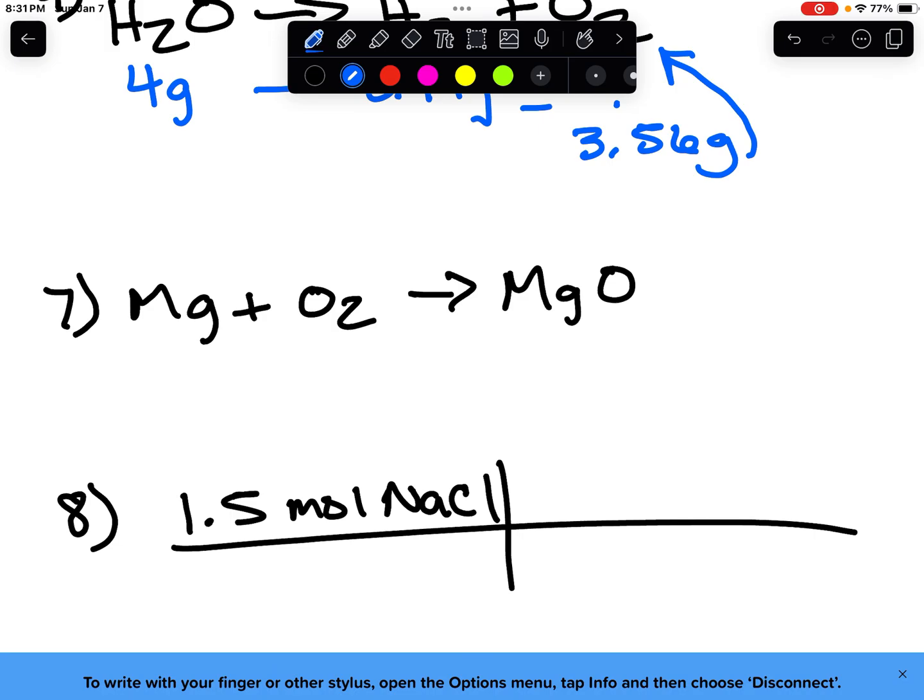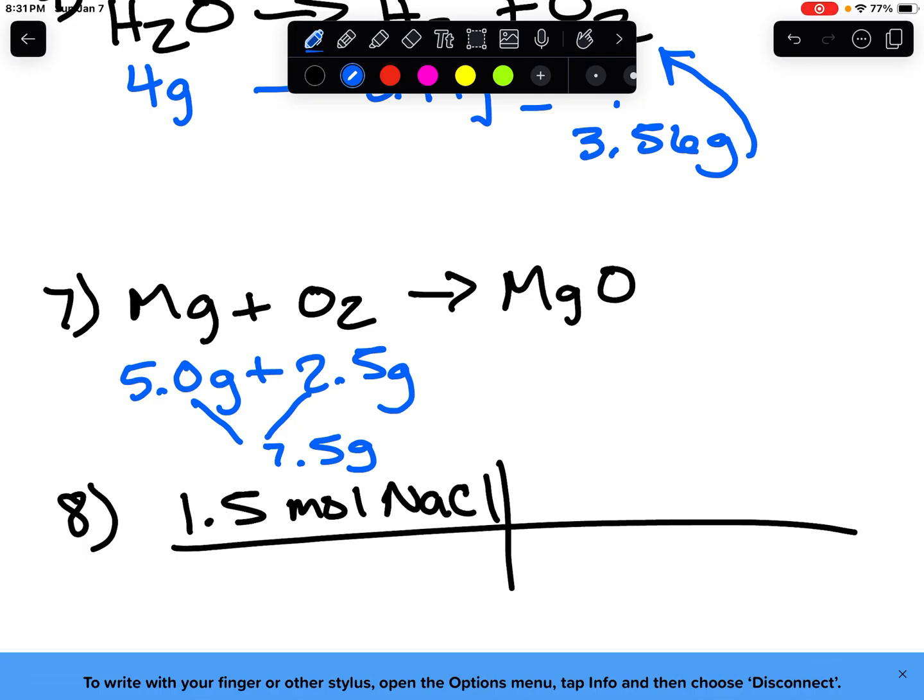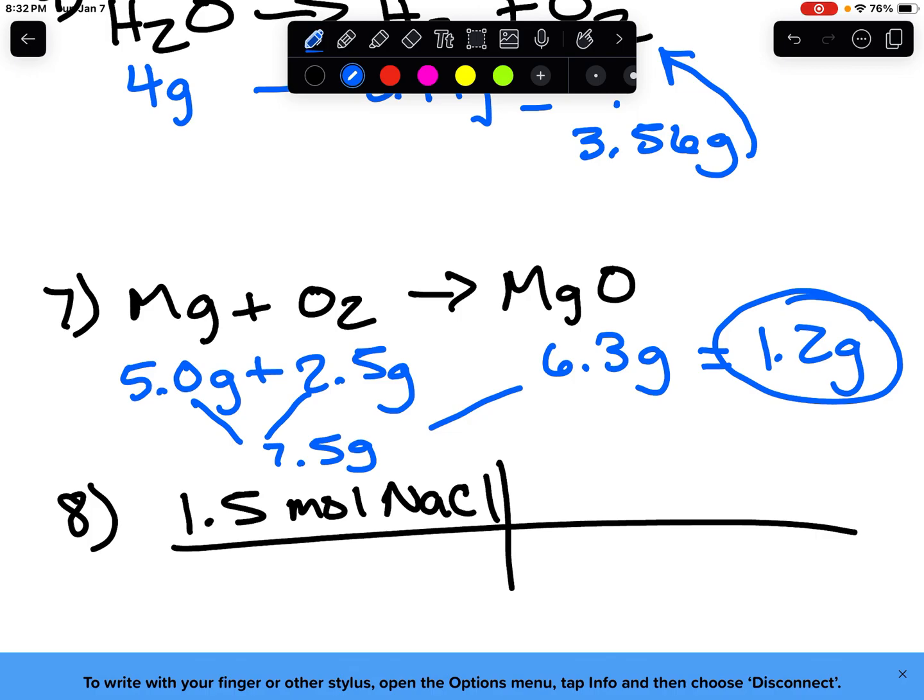So with this one, we have magnesium at the 5 grams and oxygen at 2.5 grams. So I'm going to add those up and get 7.5 grams of reactants. And then they said that they made 6.3 grams of product. And so 7.5 minus 6.3 means that we have 1.2 grams of the magnesium that has not reacted.